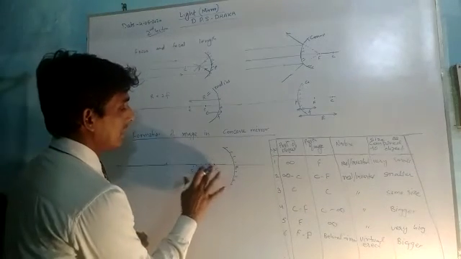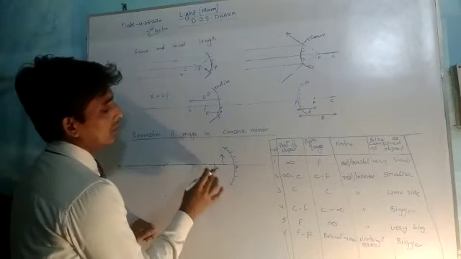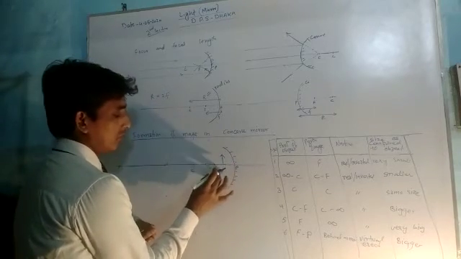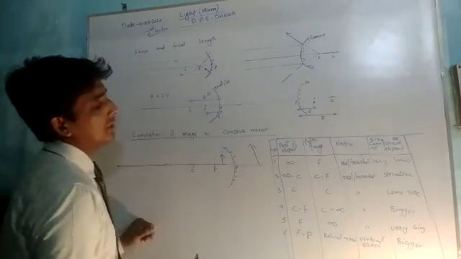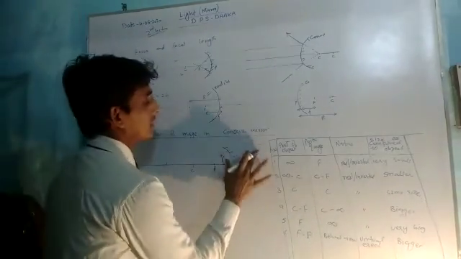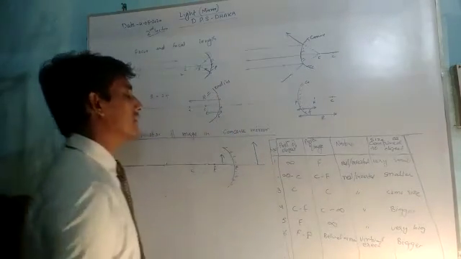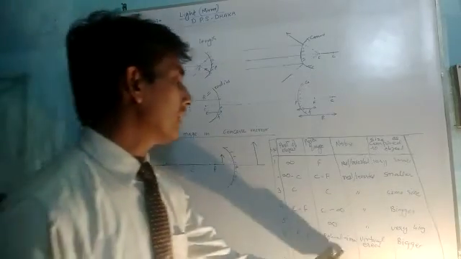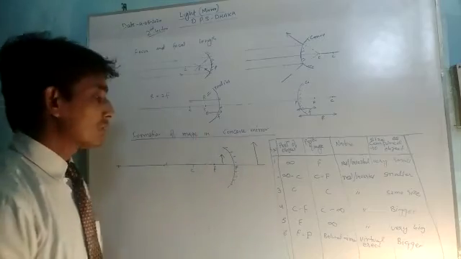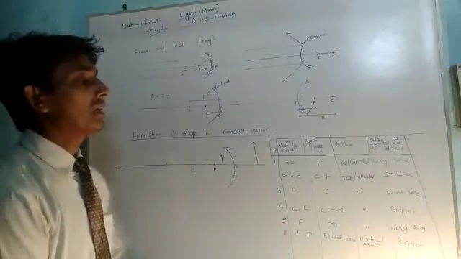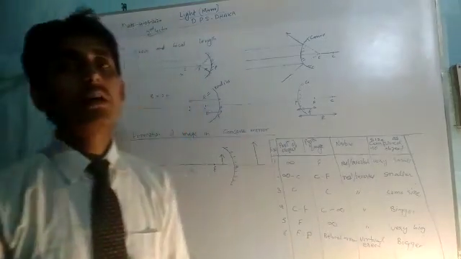So if the object is placed between F and P, suppose any object is placed between F and P, focus and pole, then the image will be formed behind the mirror, bigger than the object, and erect. Behind the mirror, virtual and erect, and bigger than the object. So whenever the image is real, it is also inverted, and whenever the image is virtual, it is also erect.